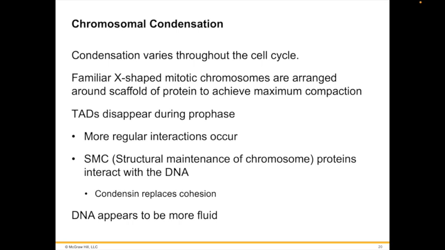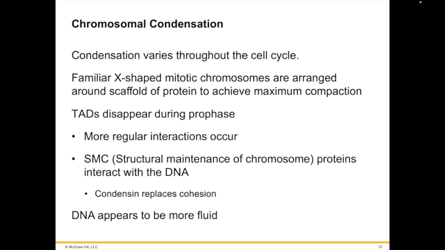The analysis of genomic interactions reveals some interesting patterns over the course of the cell cycle. Topologically associated domains seen in interphase cells disappear during prophase, and more regular interactions occur along a chromosome. This coincides with the replacement of cohesin by condensin proteins. Condensin and cohesin are both structural maintenance of chromosomes proteins that interact with DNA and appear to be able to induce loops in DNA.